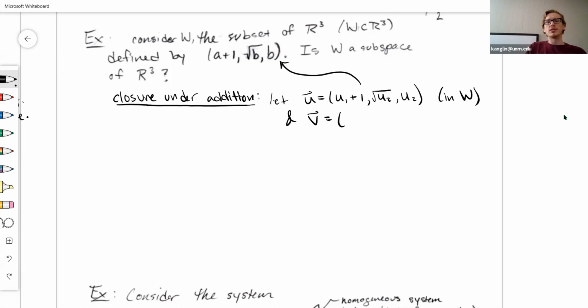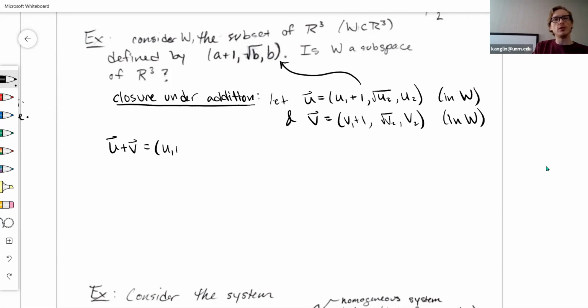And let's let v be similar. Let's call it v1 plus 1, root v2, v2. These are two arbitrary vectors in W. We have to show that no matter which arbitrary vectors we choose, when we add them, do we end up with something that's still in W? So let's add these. u1 plus 1 plus v1 plus 1, that's adding first components. Root u2 plus root v2, that's what we get when we add the second components. And finally, u2 plus v2 is in the third.